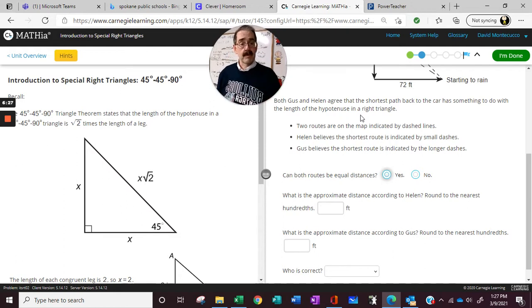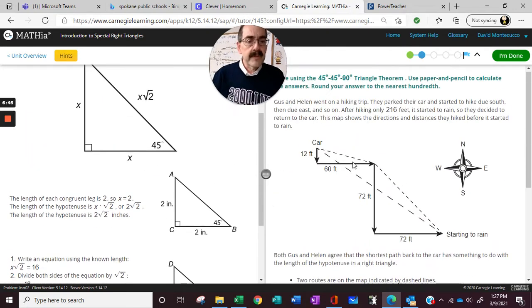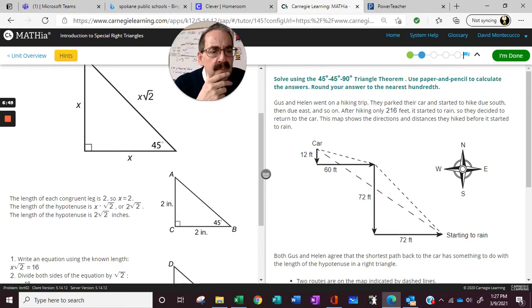All right, so special right triangles. The first couple of problems are all about the 45, 45, 90. So just think of a square cut in half. Now, 45, 45, 90. This is the same one, I'm going to multiply through. Now, solve using the 45, 45, 90. Use paper and pencil to calculate the answers. Round to the nearest 100th.